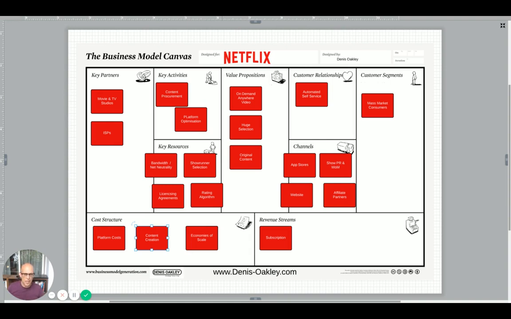So guys, this is the business model of Netflix. This is how Netflix works. It makes its money. And from this, you can see different options for how it can potentially expand in the future.